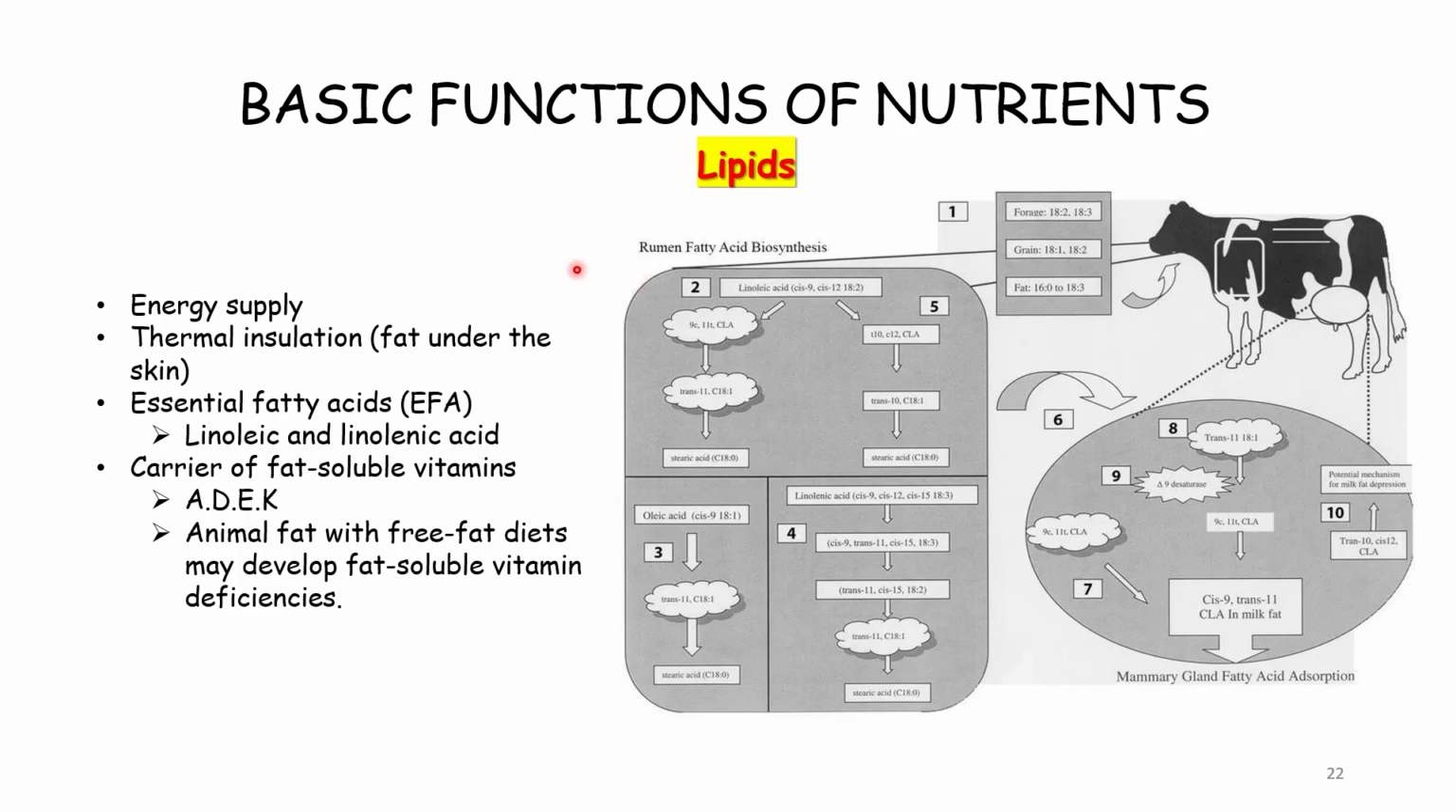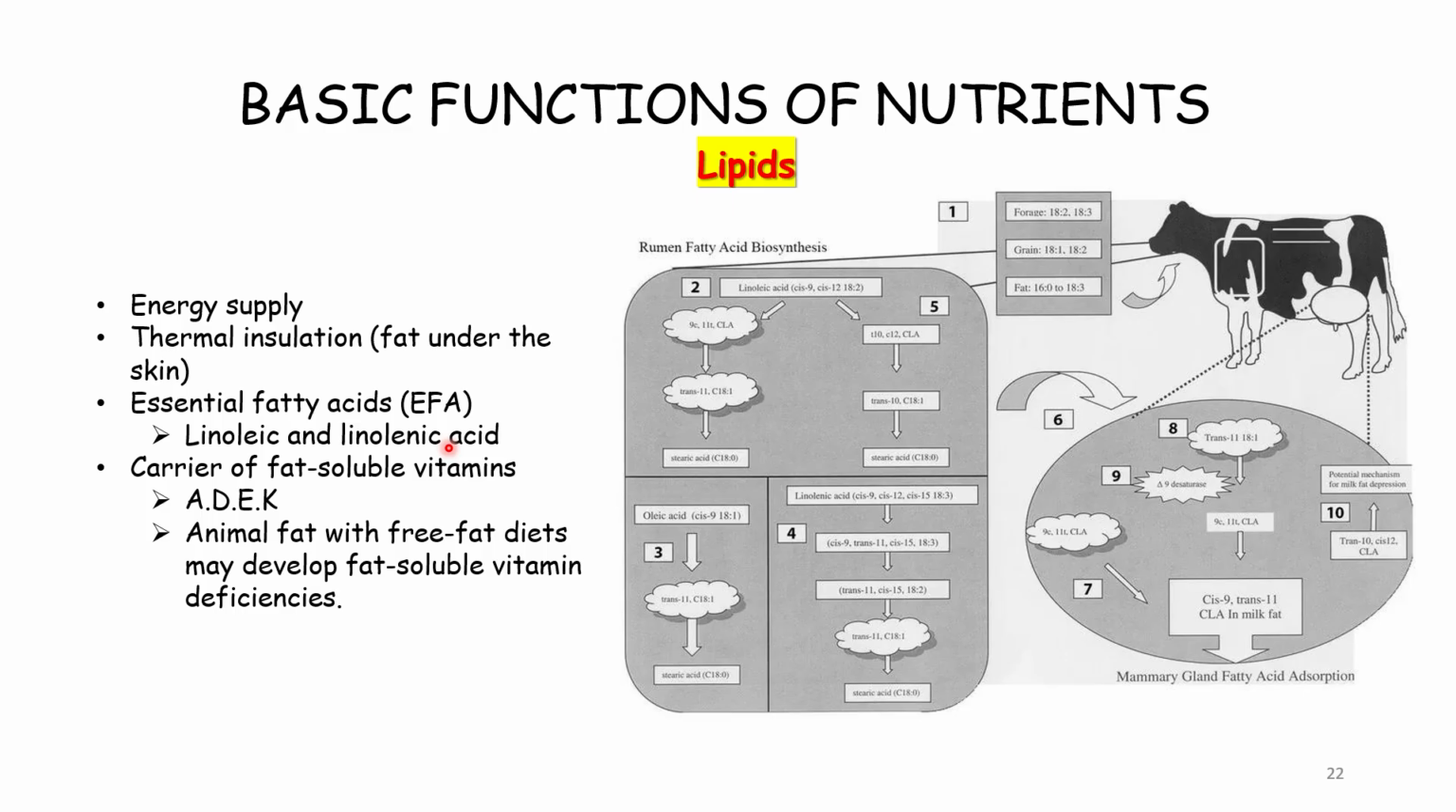And then energy supply. This one is the lipid. Lipid we also call fat. We can get a lot of energy from the lipid or fat. It also provides thermal insulation, fat under the skin. Essential fatty acids are linoleic acid and linolenic acid. So these two are essential fatty acids, linoleic acid and linolenic acid.